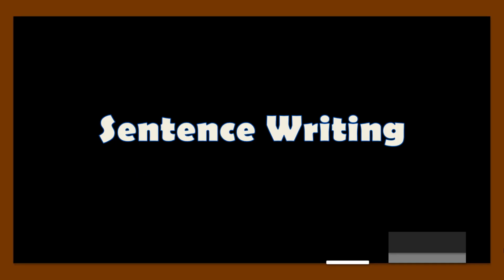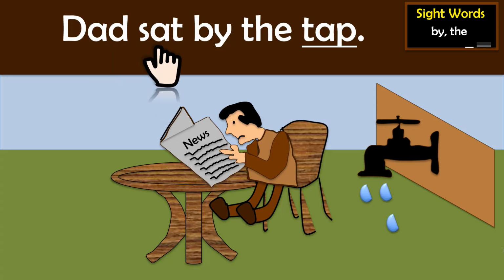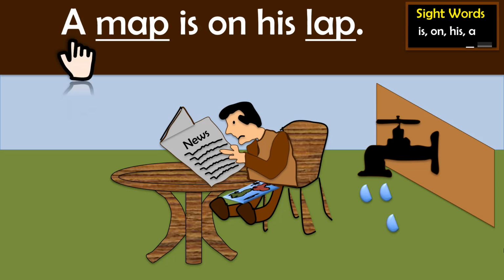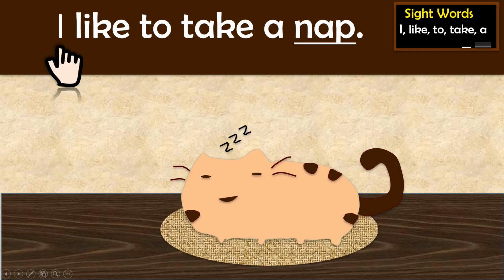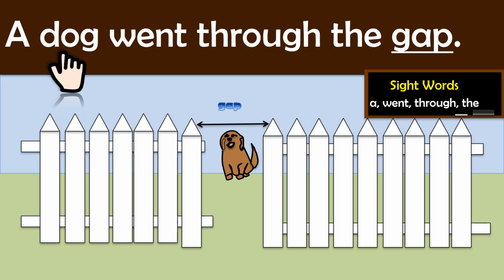Sentence writing. Dad sat by the tap. A map is on his lap. I like to take a nap. A dog went through the gap.